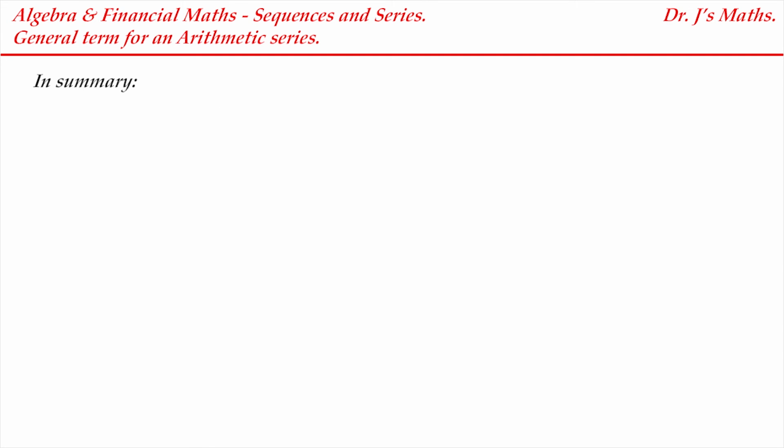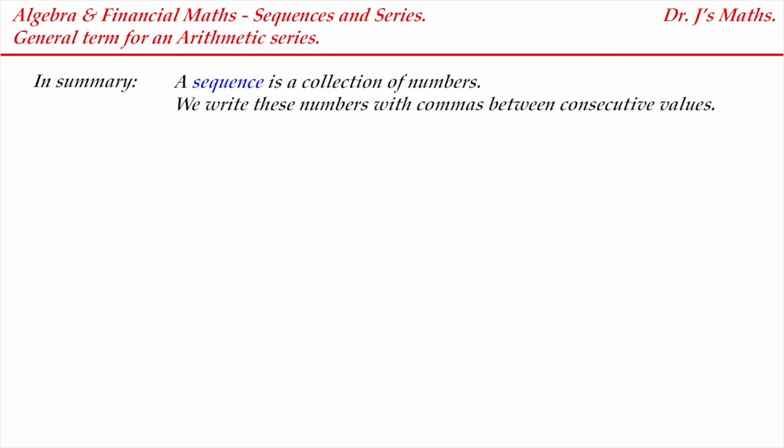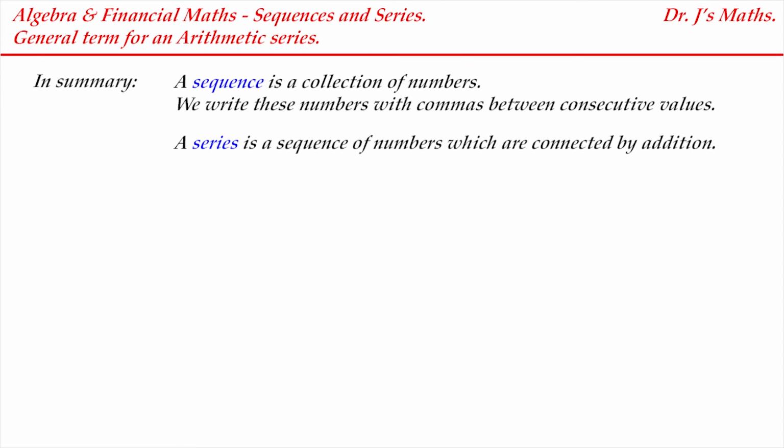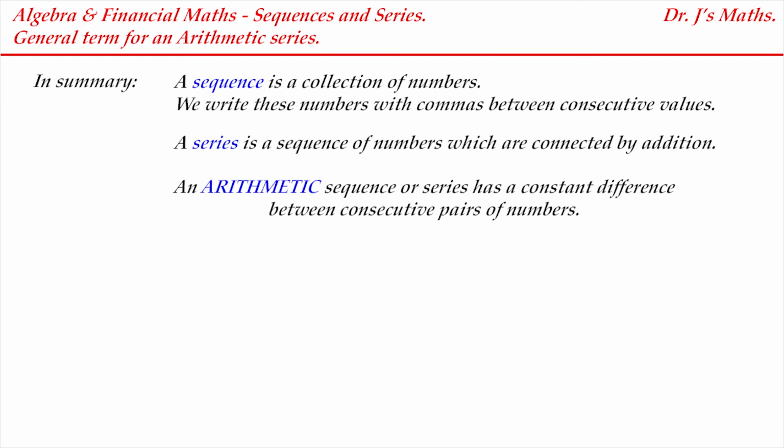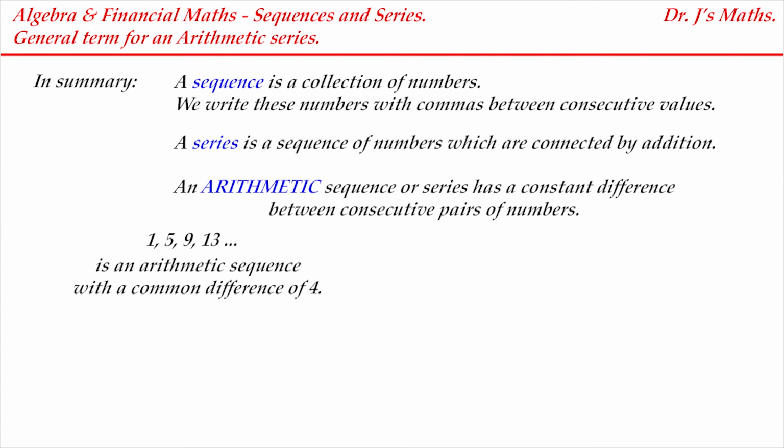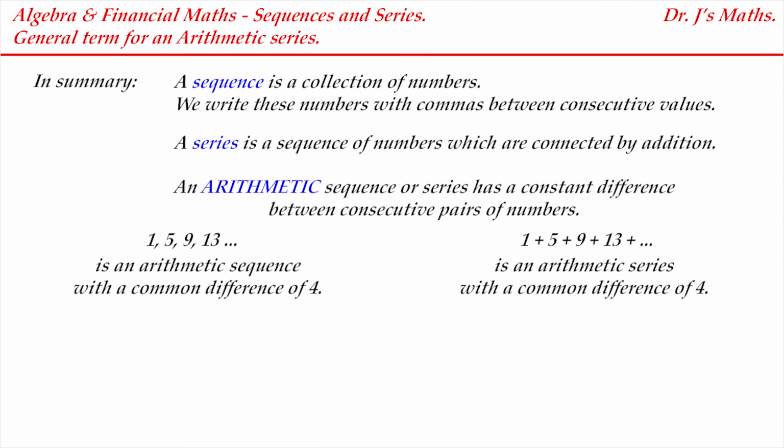So to summarise, how good has this topic been? Fabulous. A sequence is a collection of numbers. We write these numbers with commas between consecutive values. A series is a sequence of numbers which are connected by addition. An arithmetic sequence or series has a constant difference between consecutive pairs of numbers. So the numbers 1, 5, 9, 13 and so forth is an arithmetic sequence with a common difference of 4. It's got commas. 1 plus 5 plus 9 plus 13 is an arithmetic series with a common difference of 4.